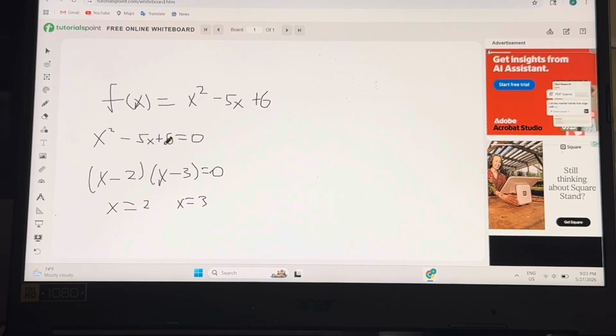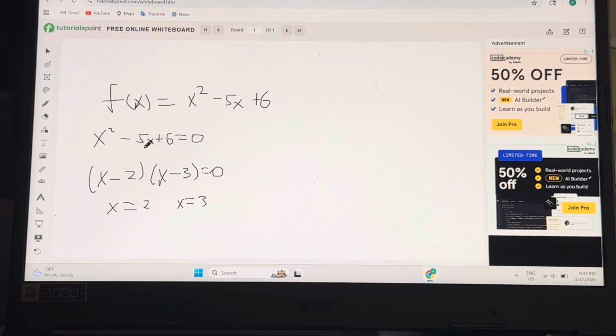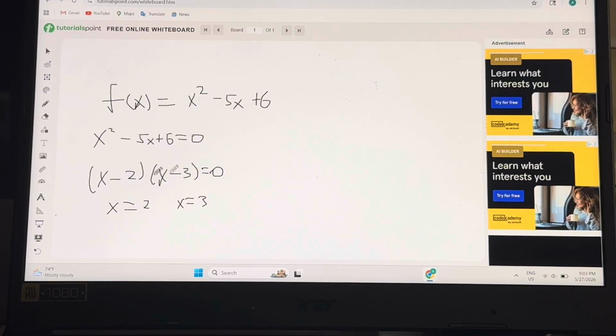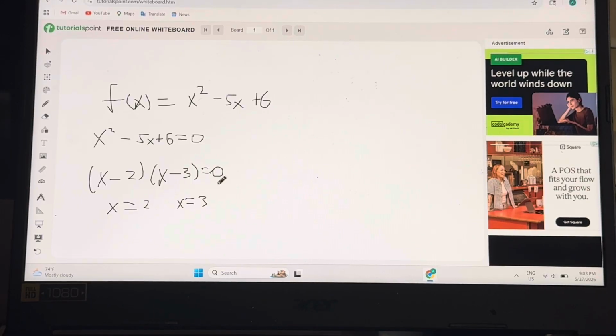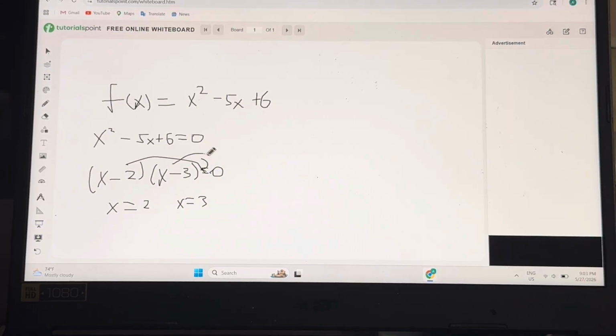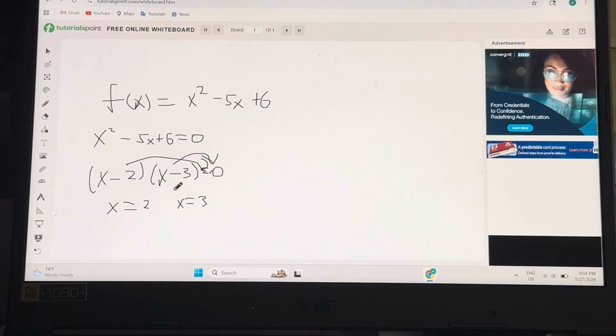Well, clearly it's 2 and 3, right? For 6, because 2 multiplied by 3 is 6, and 2 plus 3 is 5. So we set each factor equal to 0, x plus 2 equals 0 and x plus 3 equals 0, and when you solve that, x equals negative 2 and x equals negative 3. On the graph, those are the points where the polynomial crosses the x-axis.